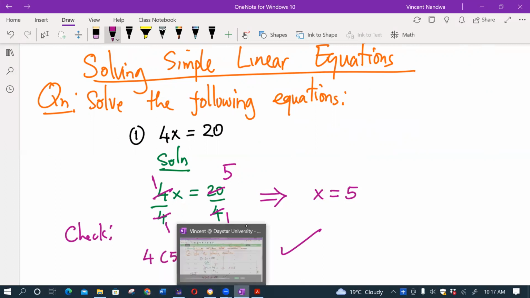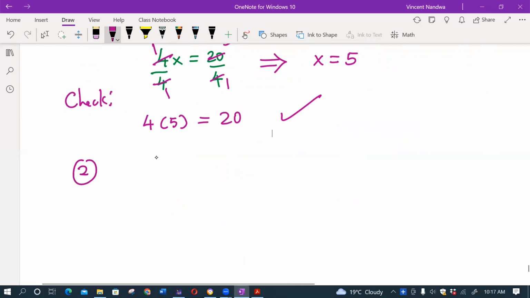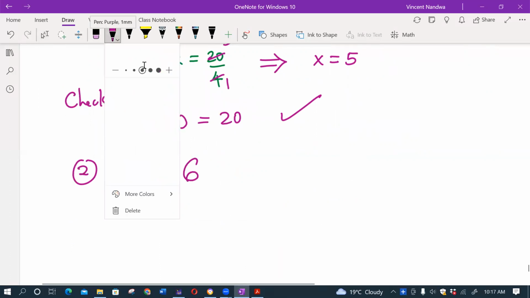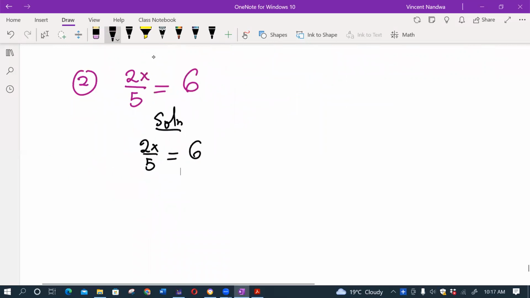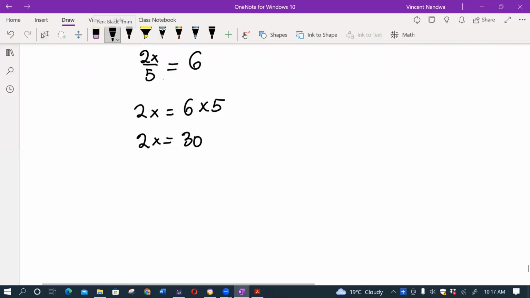Another problem, number 2, 2x over 5 equals 6. To solve this equation, we write 2x over 5 equals 6, and then first multiply by 5. So we'll have 2x equals 6 times 5. So 2x equals 30. And then to get x, divide through by 2. So this implies x equals 15.